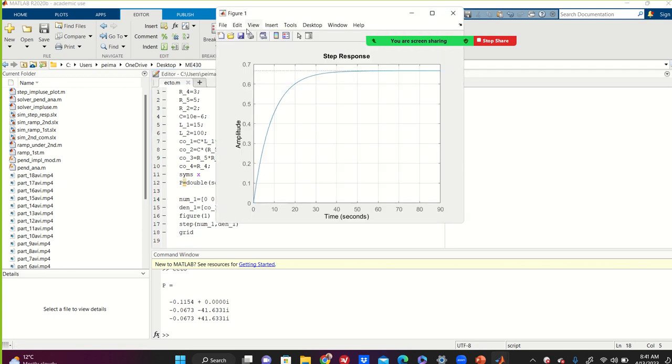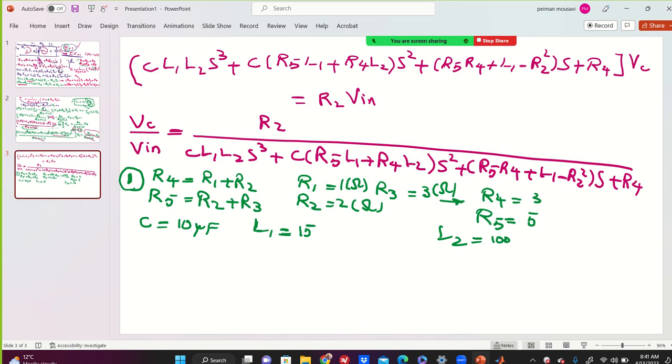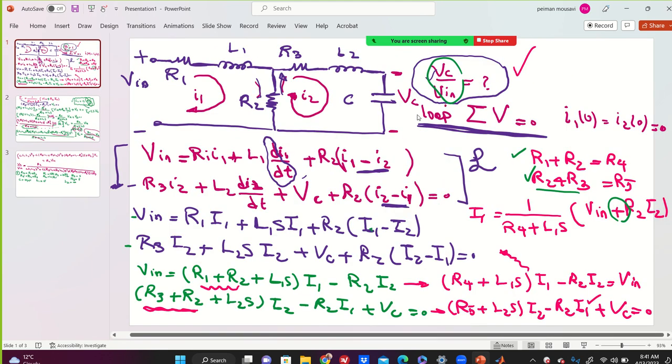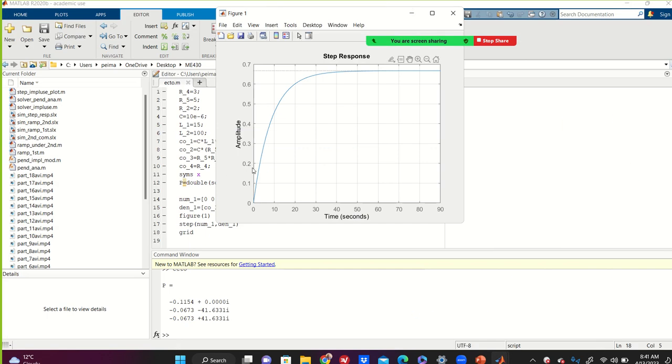First of all, is this third order electrical system underdamped, critically damped, or overdamped? Because we are plotting the voltage of the capacitor here. We see this is the plot of that. Is it underdamped, critically damped, or overdamped? Is it underdamped, guys?